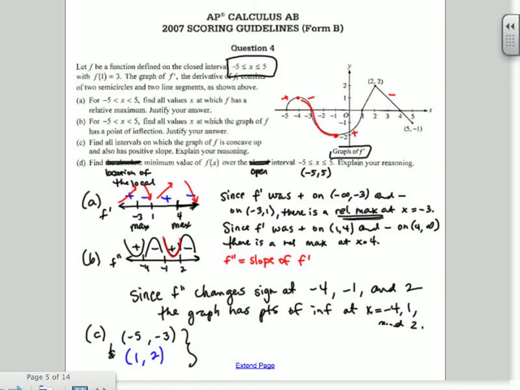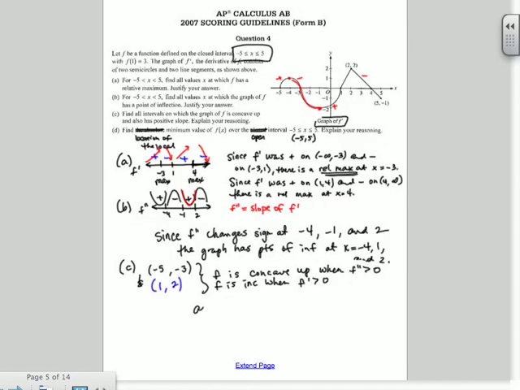And you could say f is concave up when f double prime is greater than 0, and f is increasing when f prime is greater than 0 at these locations. Both are true. Something like that. So you're recognizing that f double prime is greater than 0 and f prime is greater than 0 in those two locations.